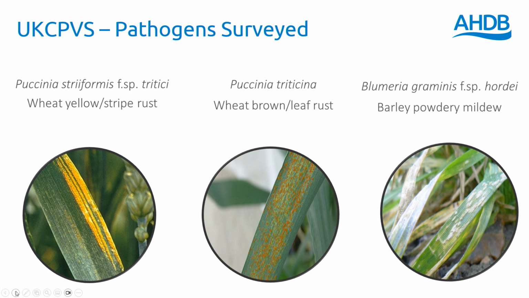So the three main pathogens that the UKCPVS looks into is wheat yellow rust, wheat brown rust and barley powdery mildew. And this has changed over the years. When it started, it focused on Rhynchosporium, the rusts, Septoria and some crown rust and some other diseases as well.